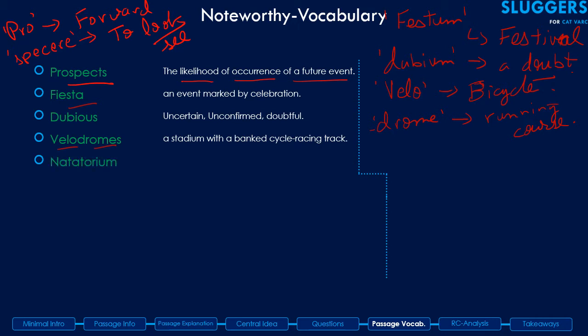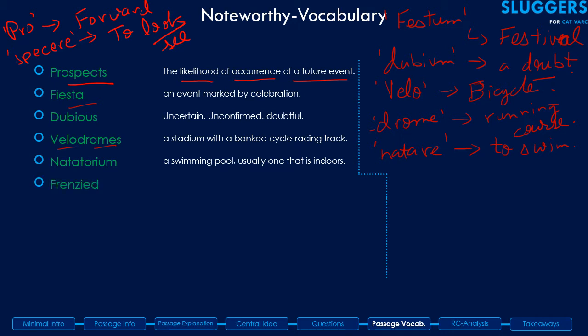Coming to natatorium. Natatorium again comes from the Latin root natare, which stands for to swim. And so natatorium is basically an indoor swimming pool. So in this context, the natatorium is a reference to the swimming pool where all the swimming related events would take place in the Olympics or other such mega events.